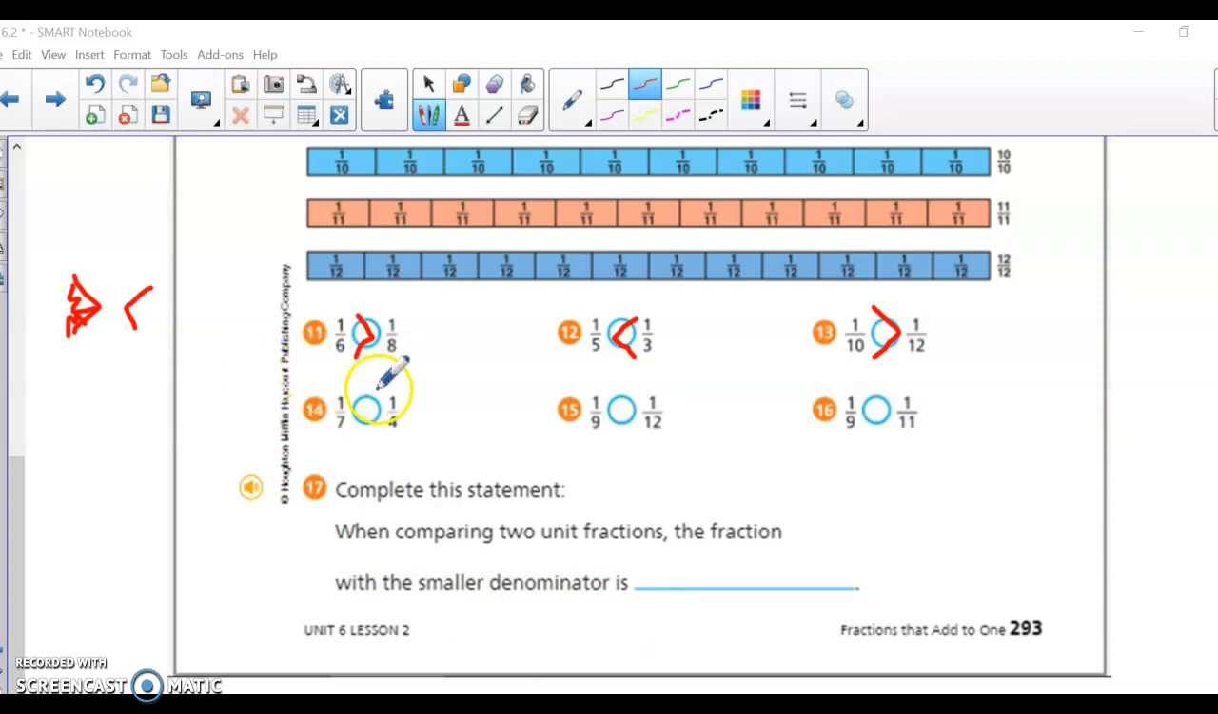So the 6 is smaller than the 8. The 3 is smaller than the 5. The 10 is smaller than the 12. But all of those are following the same pattern. What is that pattern that is happening?